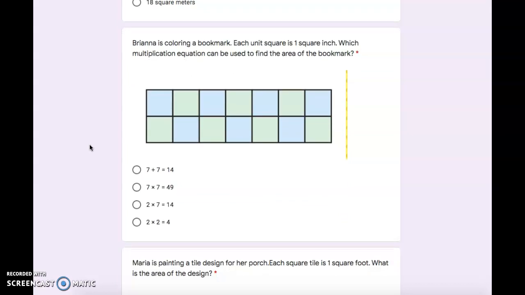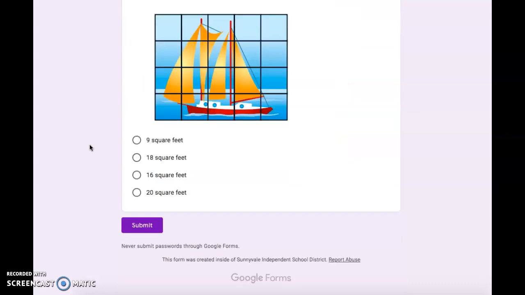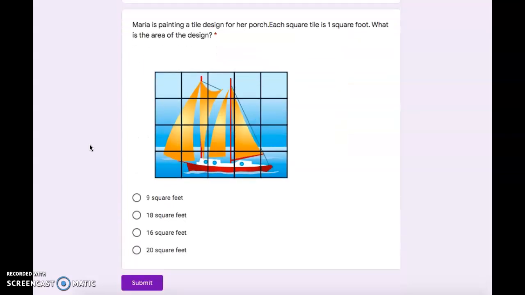Number 9, Brianna is coloring a bookmark. Each unit square is 1 square inch. Which multiplication equation can be used to find the area of the bookmark? And number 10, Marina is painting a tile design for her porch. Each square tile is 1 square foot. What is the area of the design?